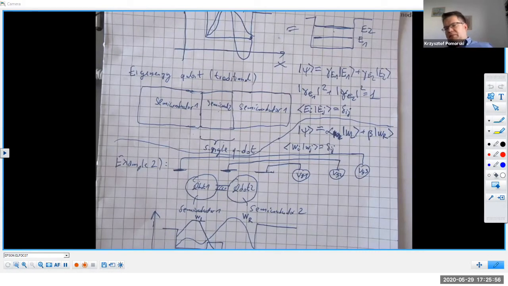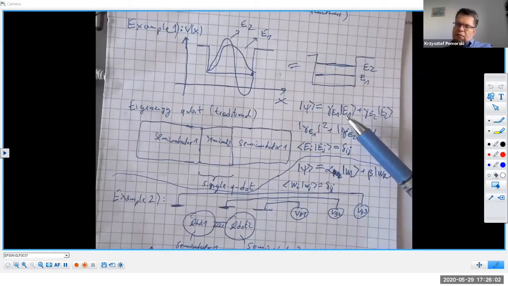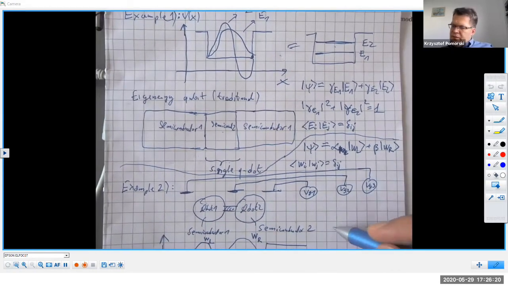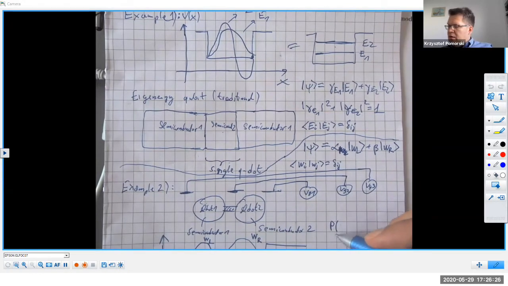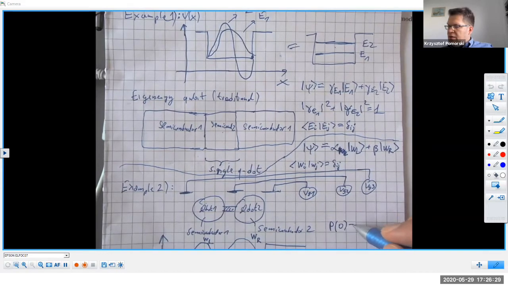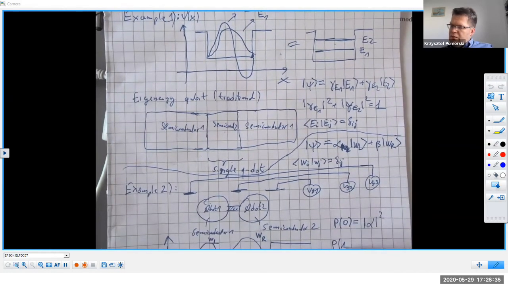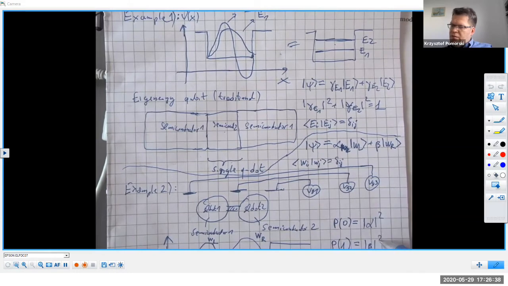So you can always transfer your picture from the eigenenergies description into the localized wave function description by using a unitary transformation. So the probability for a logical state value 0 is nothing else but alpha squared, and the probability for logical 1 is beta squared.